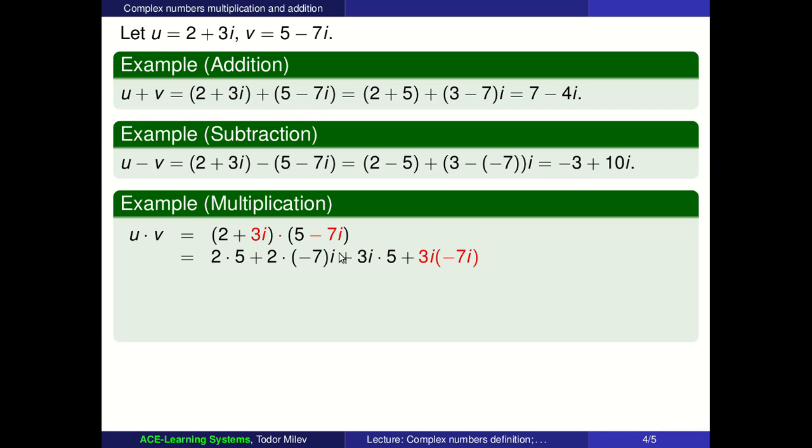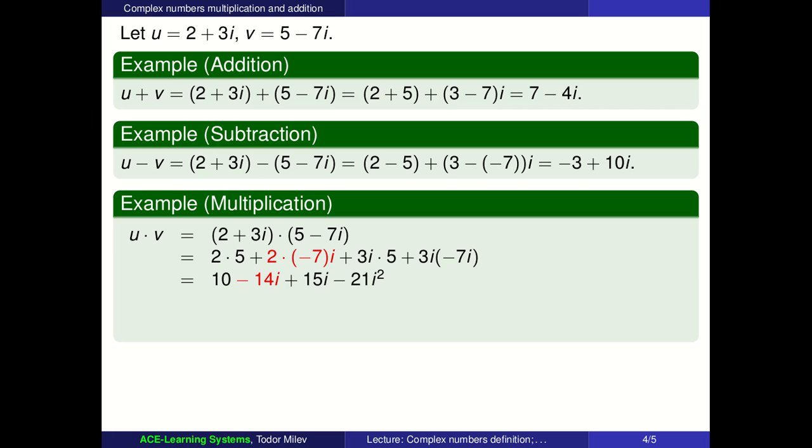Okay, so we've put all of our parentheses. Now let's carry out the operations. 2 times 5 is equal to 10. 2 times negative 7 is equal to negative 14, and we have an extra i, which is copied here.